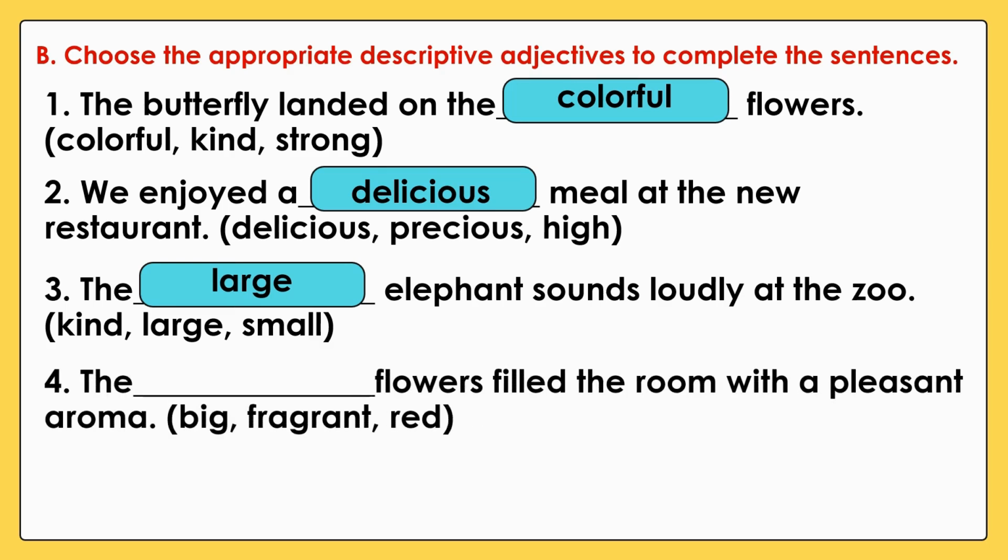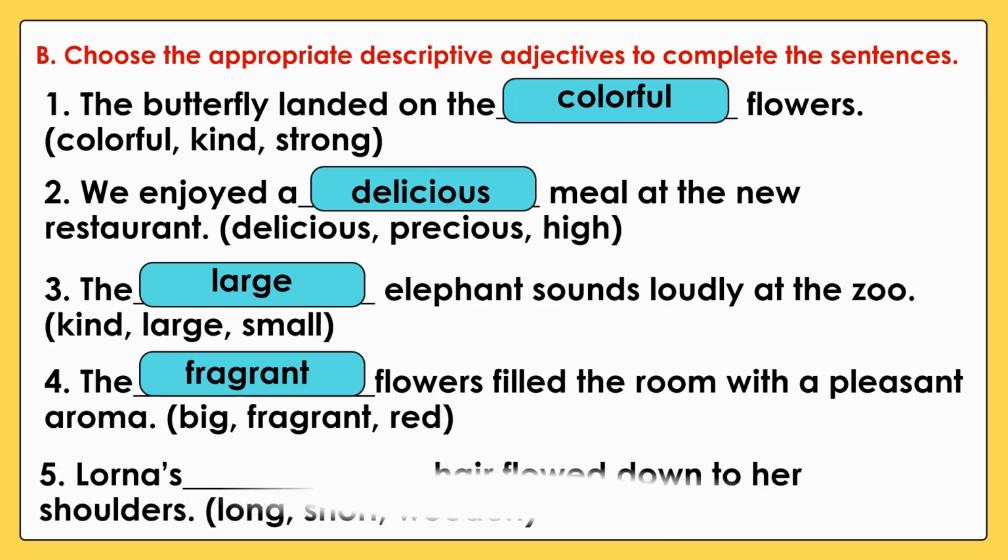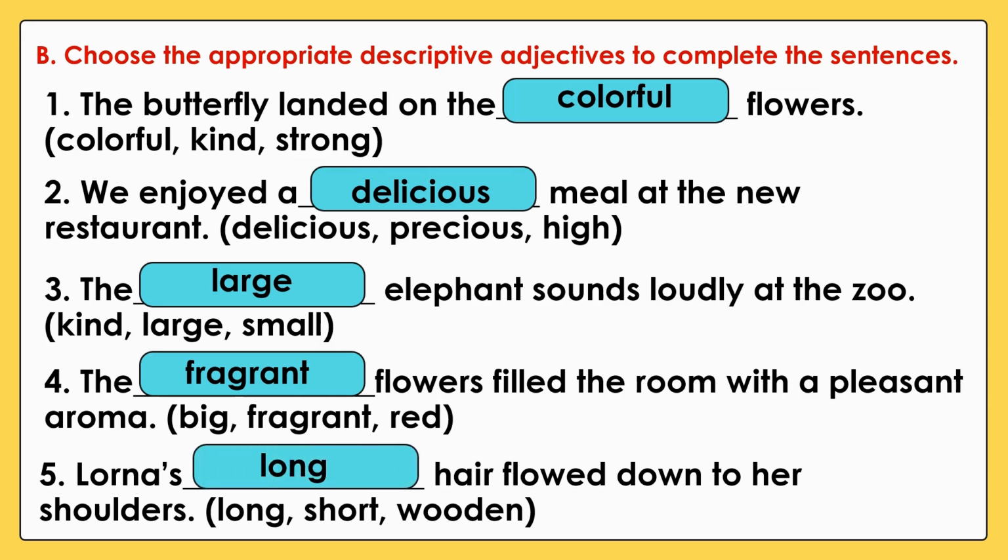Number 4, the big, fragrant, red flowers fill the room with a pleasant aroma. The answer is fragrant. Number 5, Lorna's long, short, wooden hair flowed down to her shoulders. The answer is long.